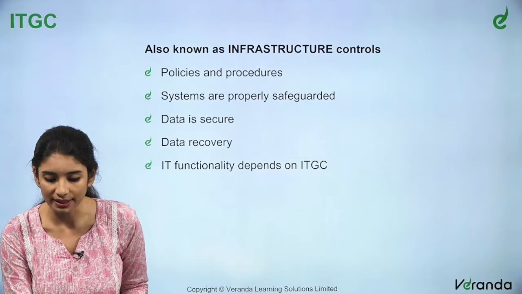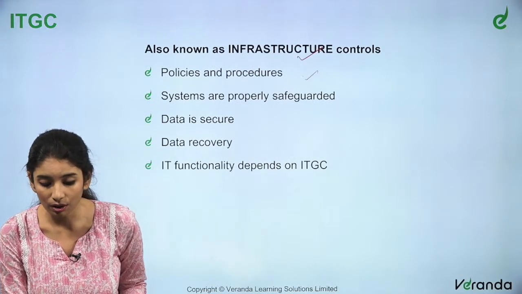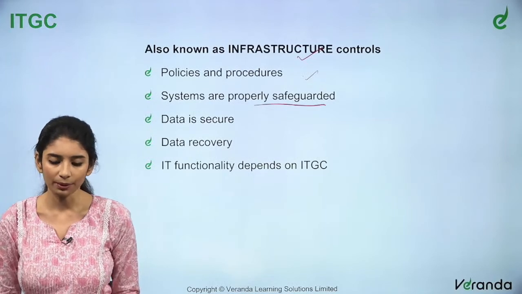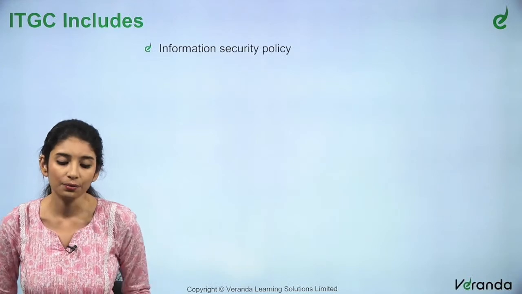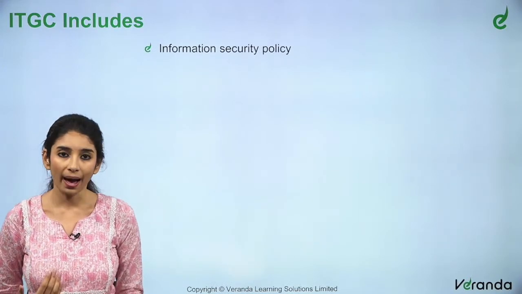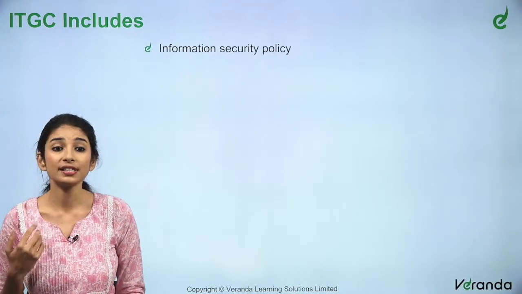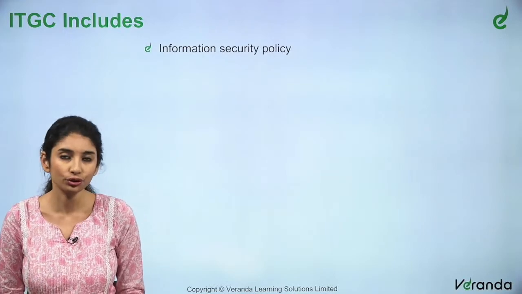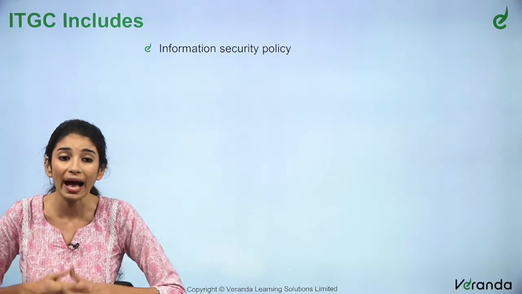Next is the various types of ITGC. First, we will study what is ITGC. Infrastructure controls, they are PPPs to ensure that systems are properly safeguarded. Now, we will study the various types of information technology general controls. For this answer, I want you to imagine the first day at office for a fresher. First day at office, what are the things that he needs to do? Through this story, we are going to remember the points for ITGC.